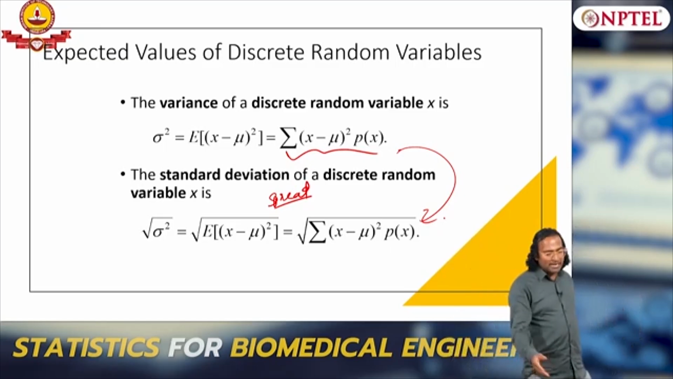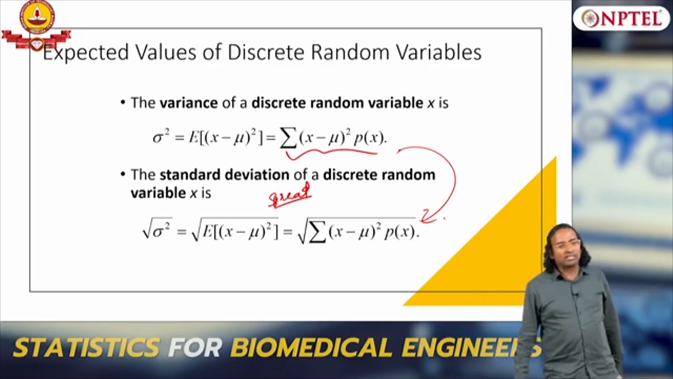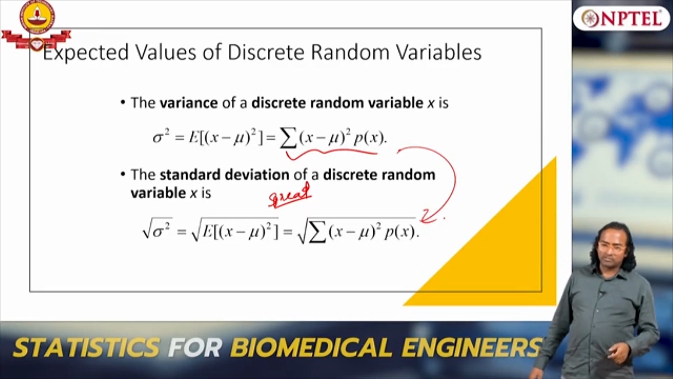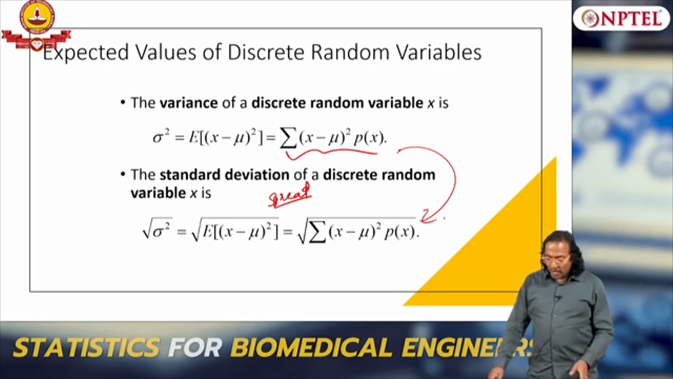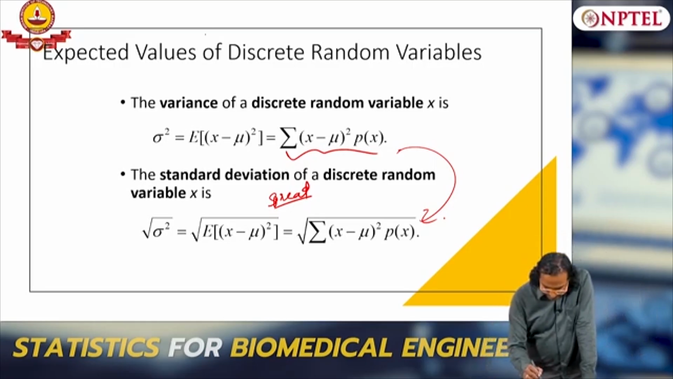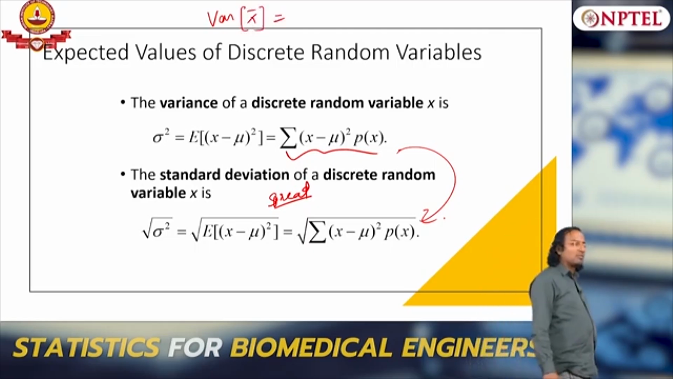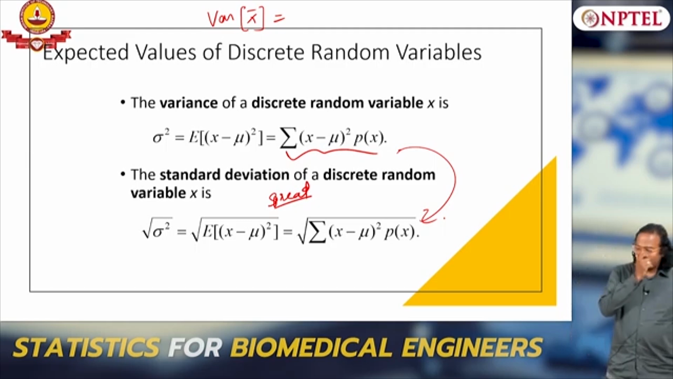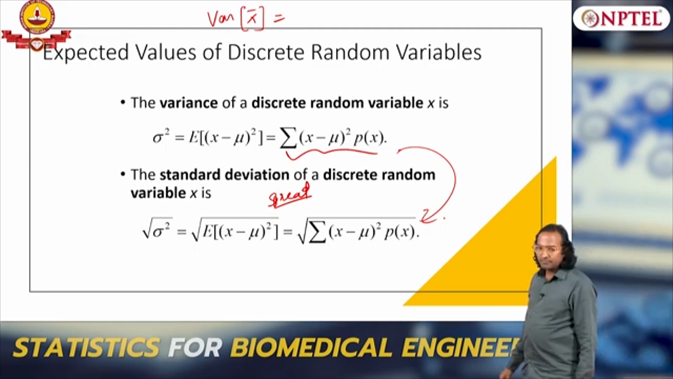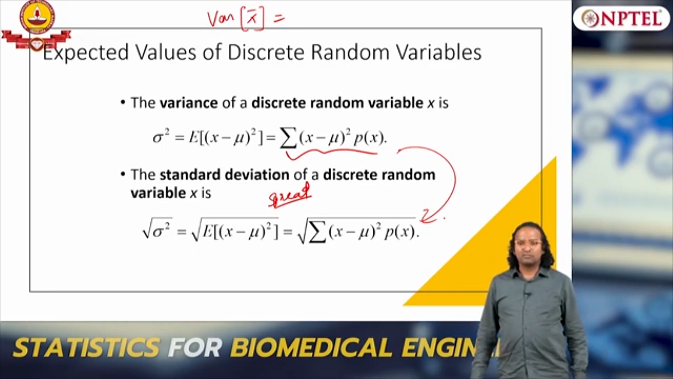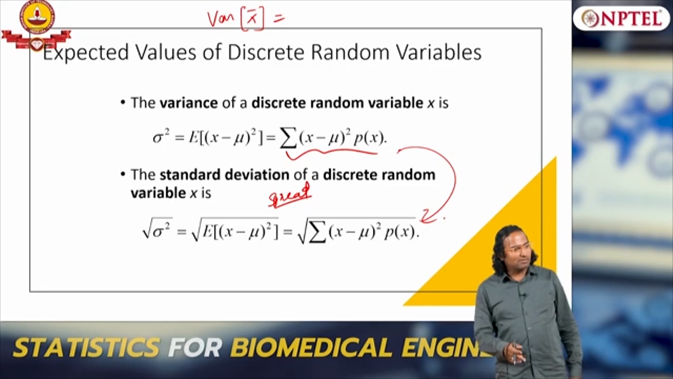So this standard deviation has the same units as that of the data, whereas variance will have squared units. Okay. Now what is the variance of x bar? How do you derive it? That is, I am asking for the derivation.